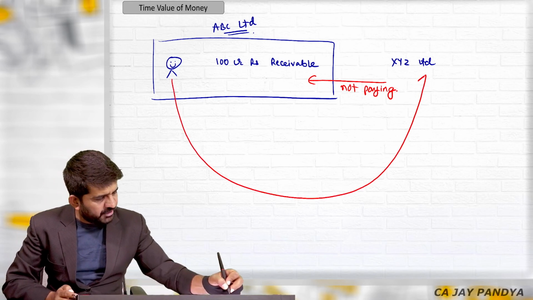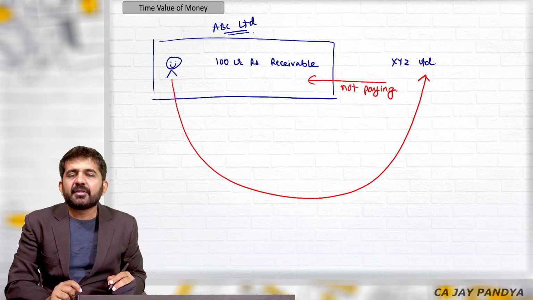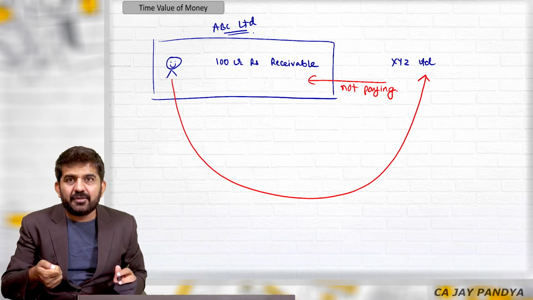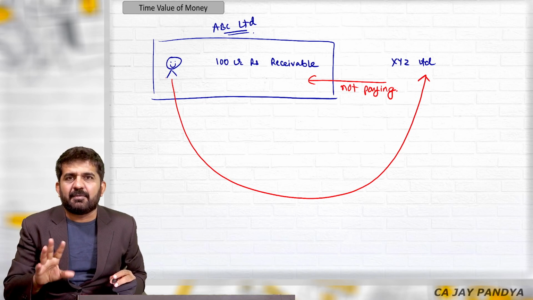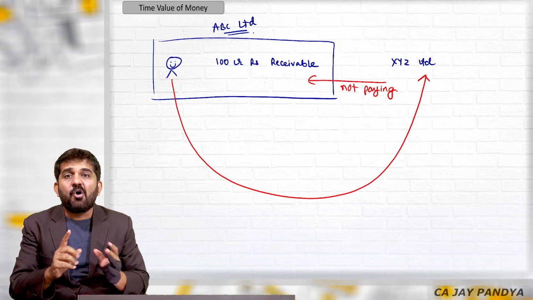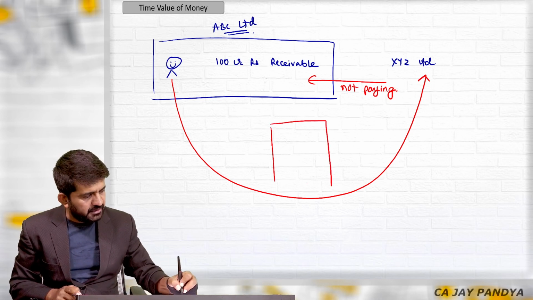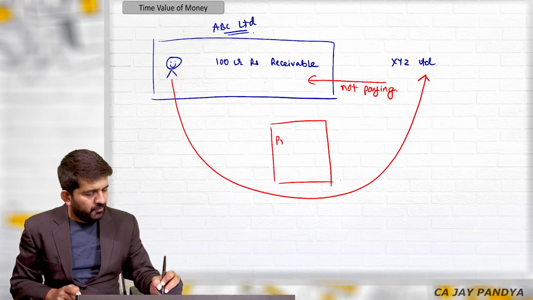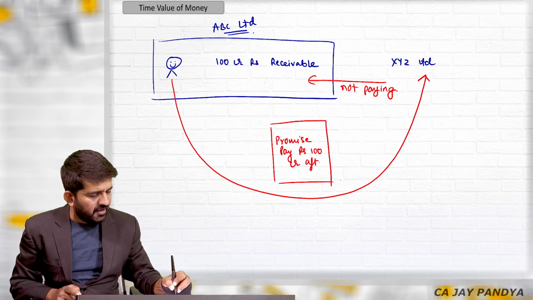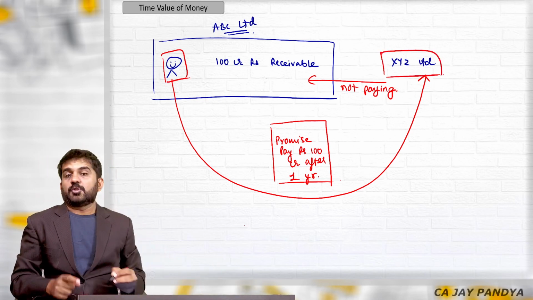Ultimately, this person went to XYZ Limited. The manager of XYZ Limited explained to him that we do not have the intention to pay you this money, but if you want, we can sign a bill. Bills receivable, bills payable, all of you are aware of this concept. We are ready to sign a bill of 1 year. So we will be paying you after 1 year a sum of 100 crore rupees. So XYZ Limited signs a bill: we promise to pay rupees 100 crore after 1 year. This is bills receivable for ABC Limited. This is bills payable for XYZ Limited.